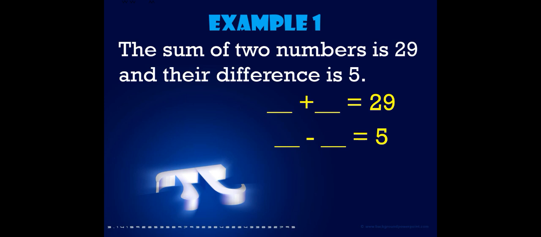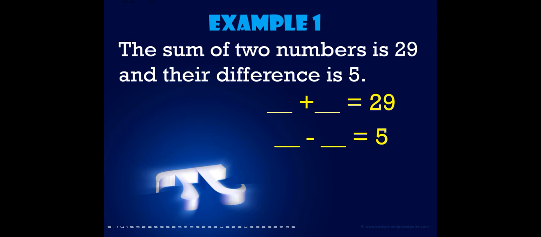Yung sinasabi kong trial and error, for example, si 29, pwede siyang maging 15 and 14. Kasi 15 plus 14 is 29, but 15 minus 14 is not equal to 5, so hindi yun yung answer. Try nyo pa yung ibang number. Si 29, pwede siya as 11 saka 18. 18 plus 11 is 29, pero 18 minus 11 is 6.